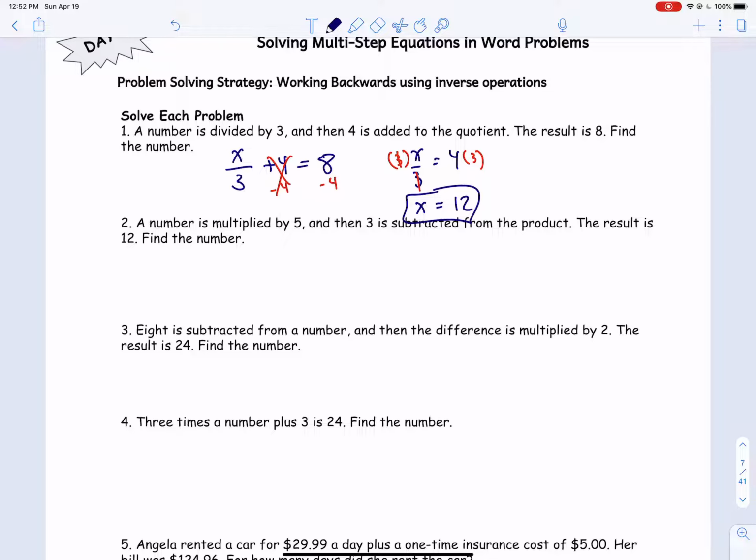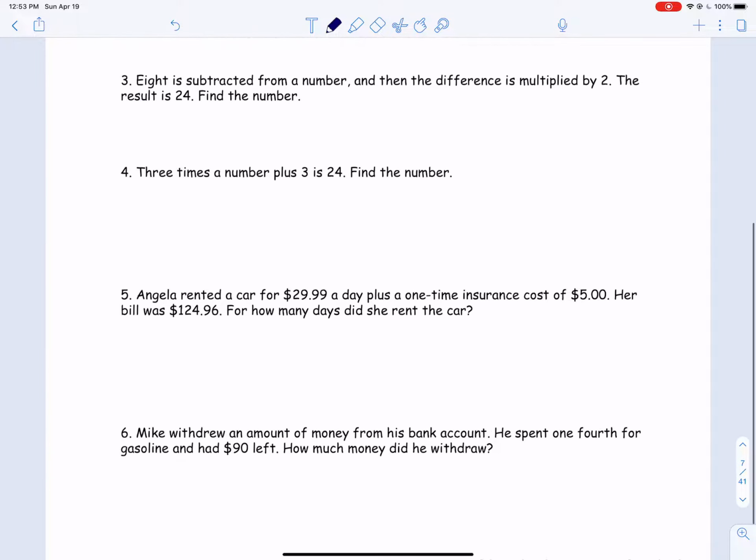Okay, so just kind of go through this again in your head. A number is divided by 3. Okay, so 12 is our number, so 12 divided by 3, that's 4. And then 4 is added. Okay, so 4 plus 4 is 8, and the result is 8. So it works. So again, check your answers just to make sure.